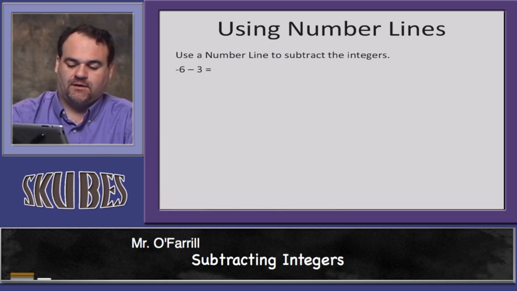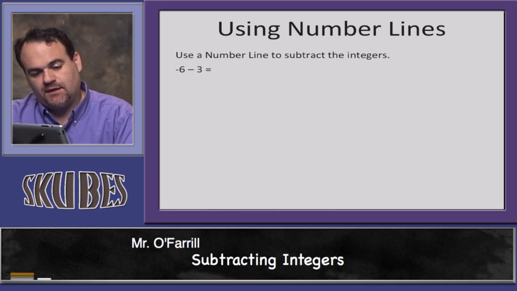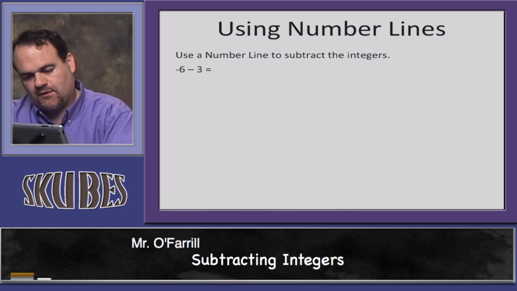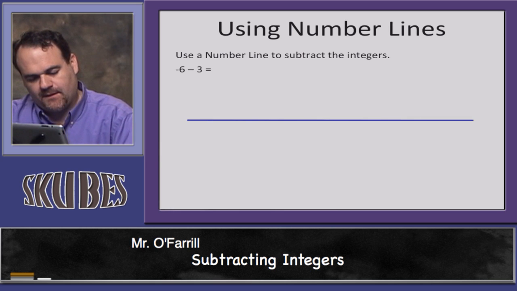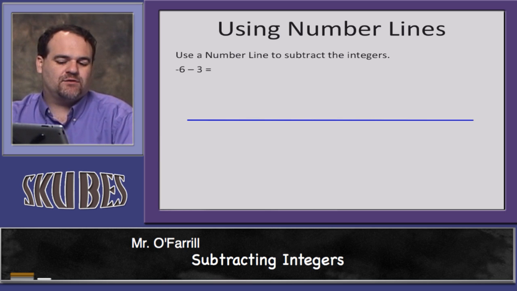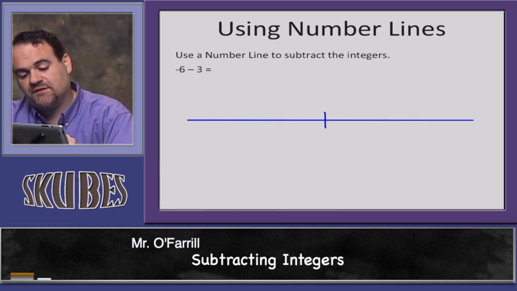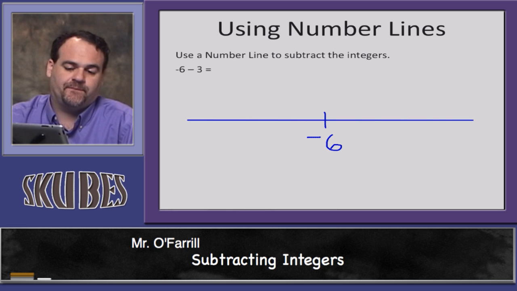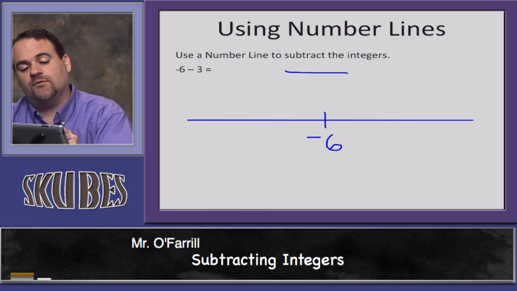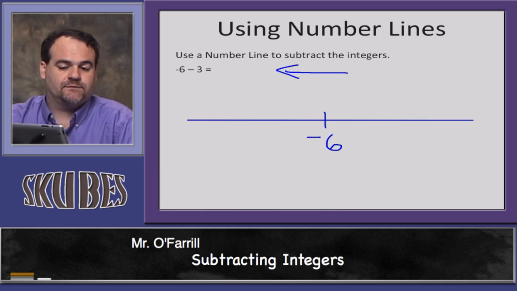So let's use a number line to subtract the integers -6 minus 3. Well, here's our number line, and it really doesn't matter where we start, but I'm going to go towards the middle right now to make sure that I've got enough room to move anywhere. And I'm going to put -6 right there. Minus means we go to the left. So we're going to go 3 hops to the left.